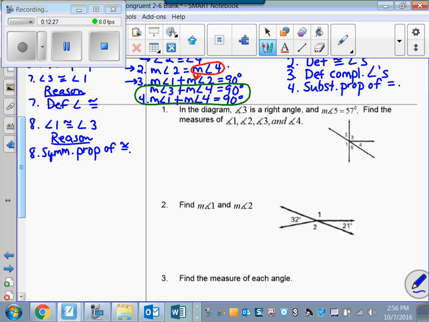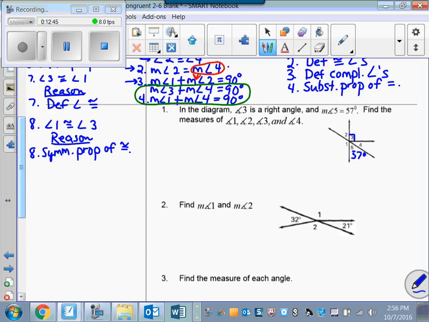Let's just quickly finish out these little problems that we have here in the diagram. Angle 3 is a right angle. The measure of angle 5 is 57 degrees. Find the measures of all the other angles.